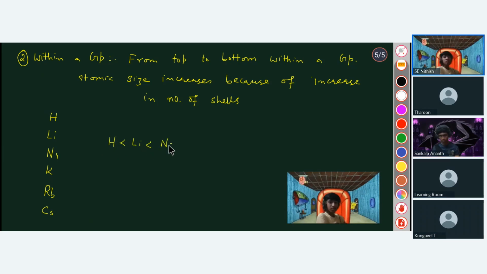So within a period, the atomic size depends upon the nuclear charge, and within a group, the atomic size depends upon the number of shells. Exactly, because in the period the number of shells remains the same, and in the group the number of shells increases.